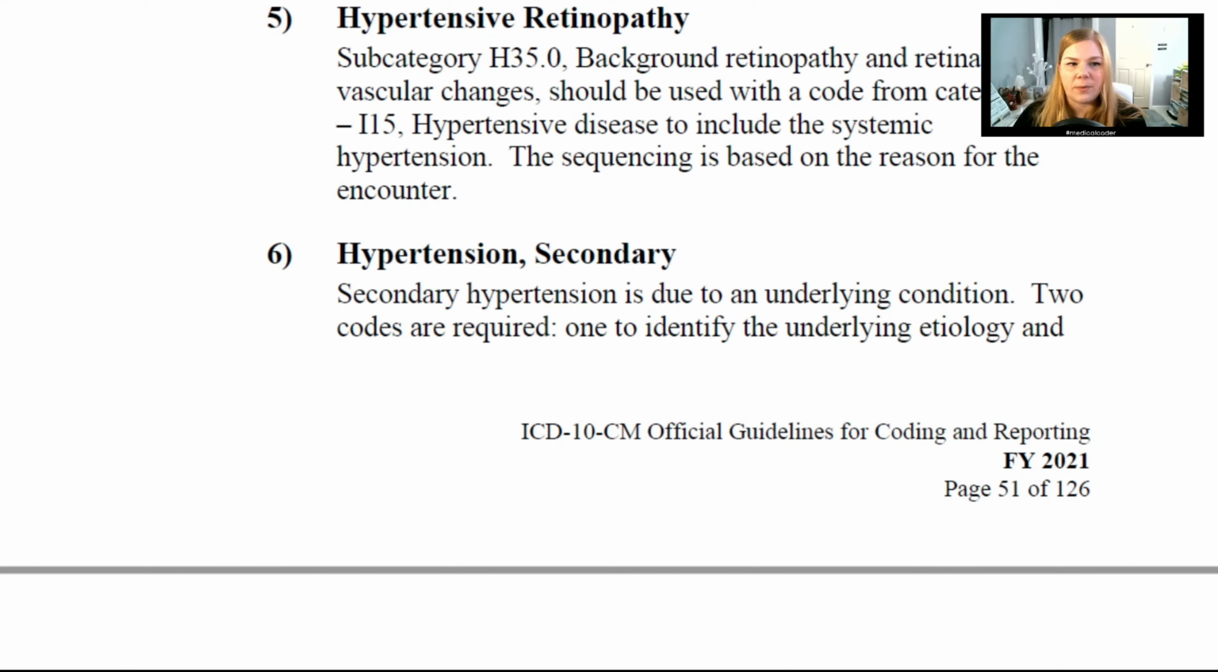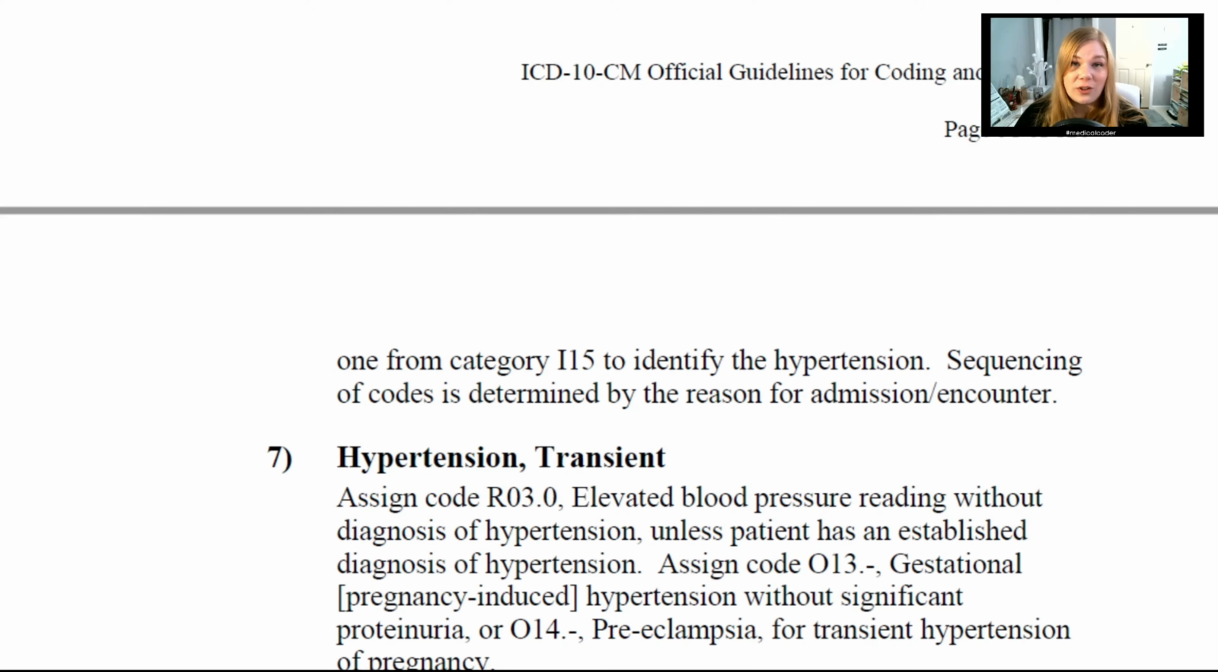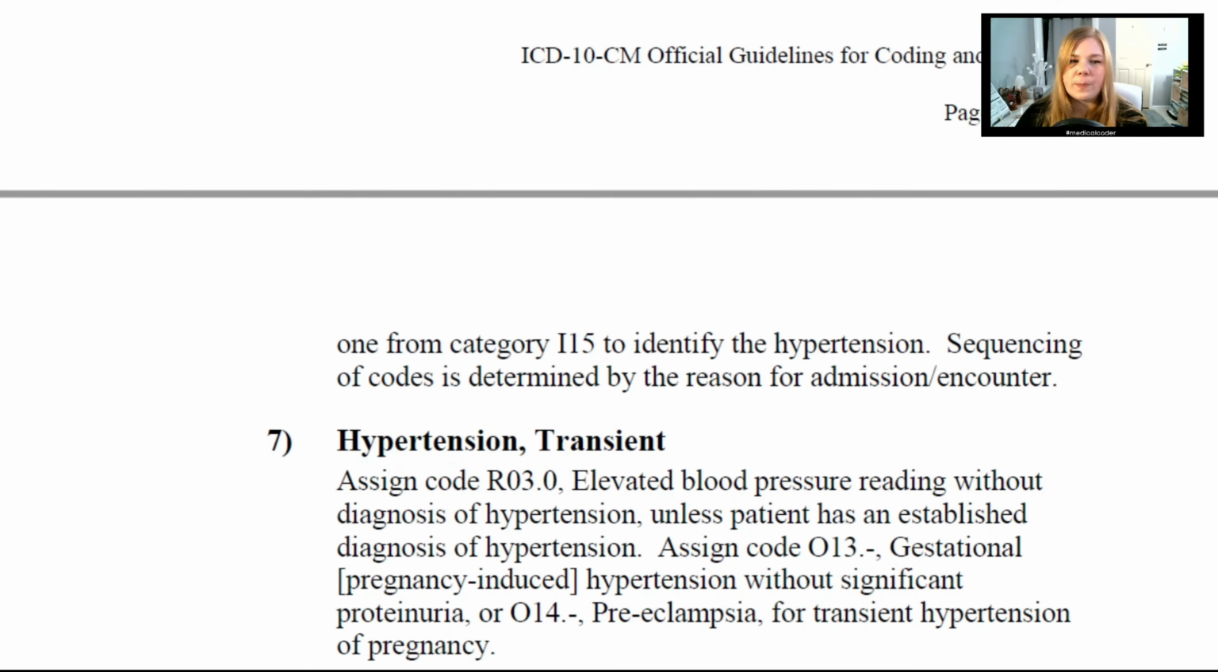Hypertensive retinopathy is subcategory H35.0, which is background retinopathy and retinal vascular changes, and this should be used with a code from category I10 through I15, hypertensive disease, to include systemic hypertension. The sequencing is based off of the reason for the encounter. Secondary hypertension is due to an underlying condition, so that means we need to have two codes. One to identify the underlying etiology and one from category I15 to identify the hypertension. Sequencing of the codes is determined by the reason for the admission or the encounter.